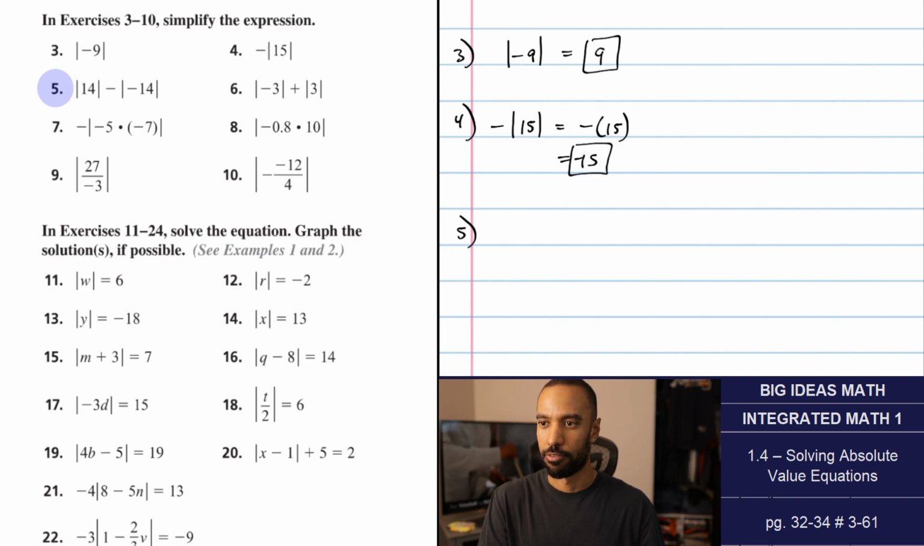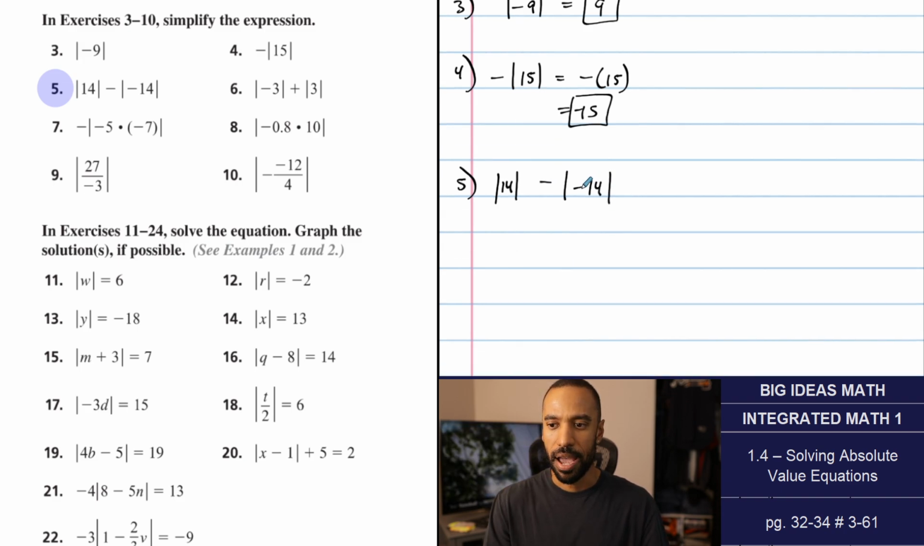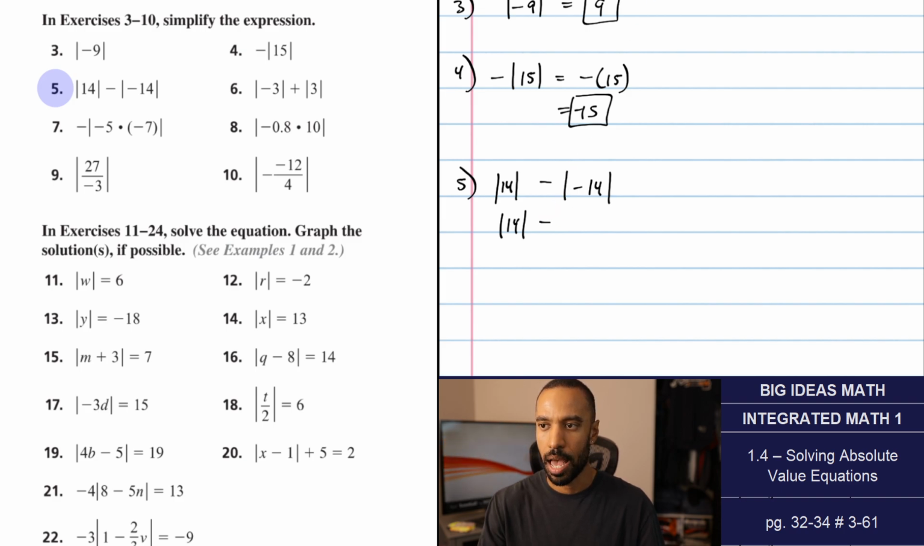As we lead into number 5, we have absolute value of 14 minus absolute value of negative 14. Same thing. The minus on the outside has nothing to do with this portion other than we're subtracting it. But we're not subtracting a negative, we're subtracting the absolute value of something. Absolute value of 14 is 14, and then we're subtracting 14, because that's the absolute value of negative 14, which is 0.